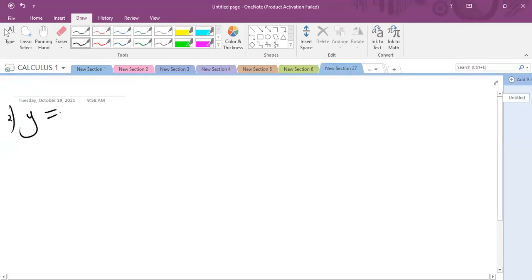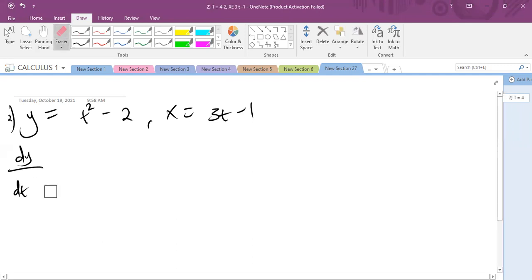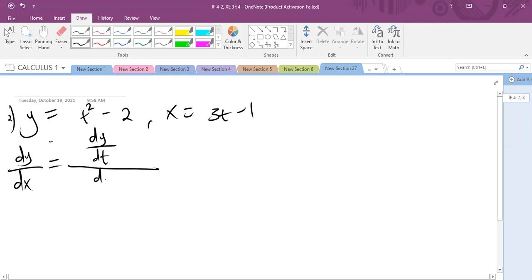Example 2. Let's say you're told y is equal to t squared minus 2 and x is equal to 3t minus 1. So you're being asked to get dy dx. Now dy dx from the formula will be given by dy with respect to that other variable t over dx with respect to that other variable t.